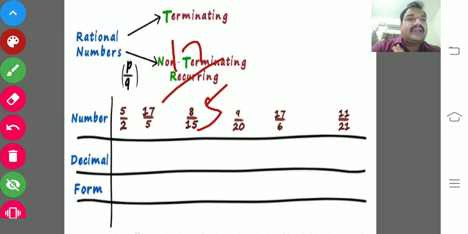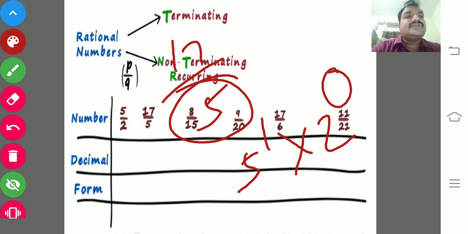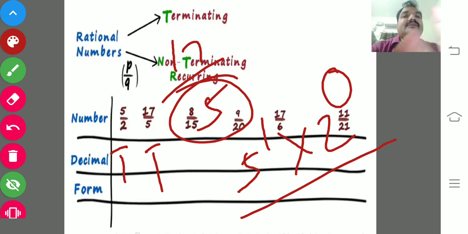No need to calculate with long division. It is the primary procedure. Simply go with the procedure I have given. So the denominator, if you focus on it, is 5 power 1 into 2 power 0. So it is also in the form of 2 power m into 5 power n. So it should be terminating. The first one is terminating, the second one is also terminating.